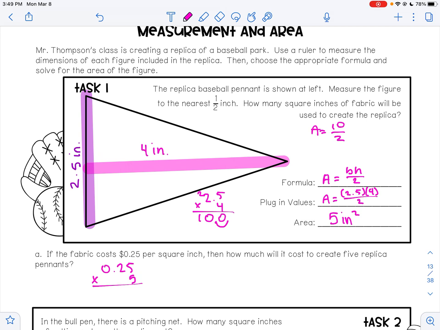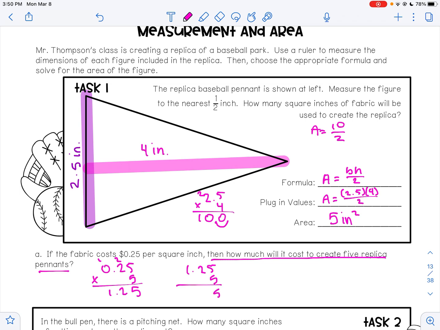So go ahead and pause and do this for me, and then unpause whenever you get your answer to check yours. Alrighty, so it costs $1.25 per one pennant. But my question is asking, how much will it cost to create 5 pennants? So we are going to multiply 125 by 5.